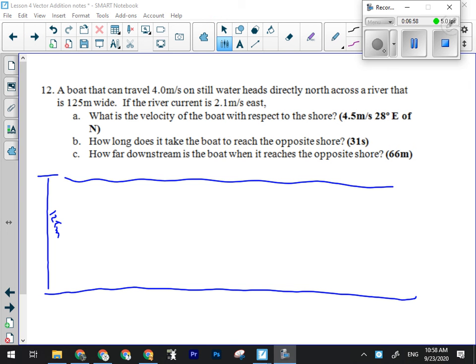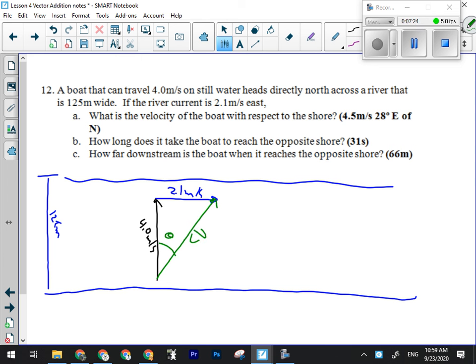Okay, so we have a 125 meter wide river. They are heading across at 4.0 meters per second. The current is pushing downstream at 2.1 meters per second. So our resultant velocity is this side, the hypotenuse of the triangle. First thing we have to do is find that. That's just a Pythagorean theorem calculation and a trig calculation. So 2.1 squared plus 4 squared will give us our 4.5 meters per second.